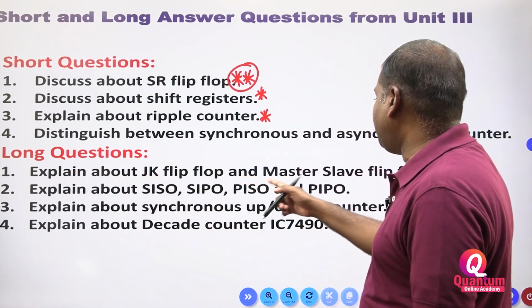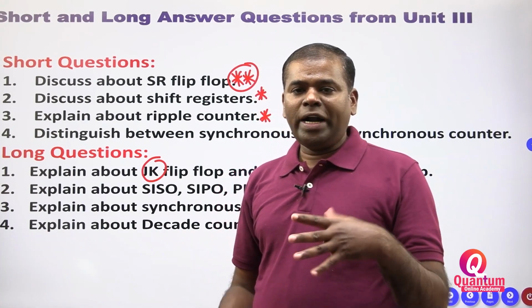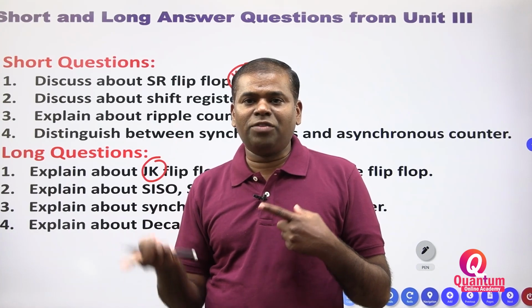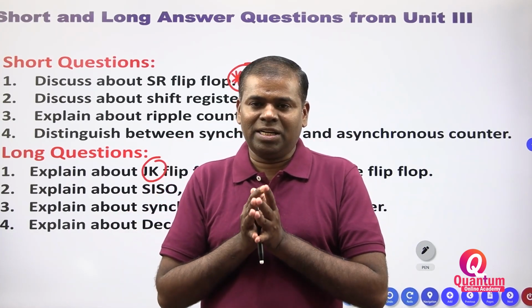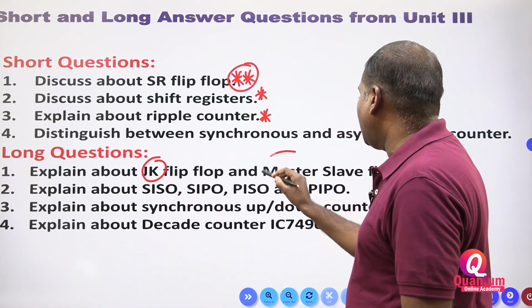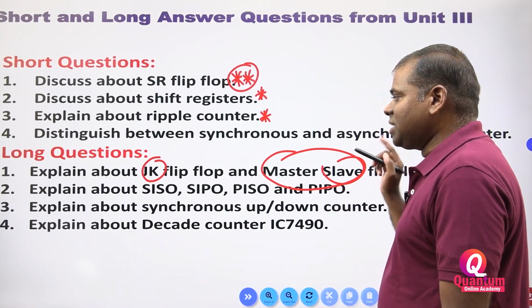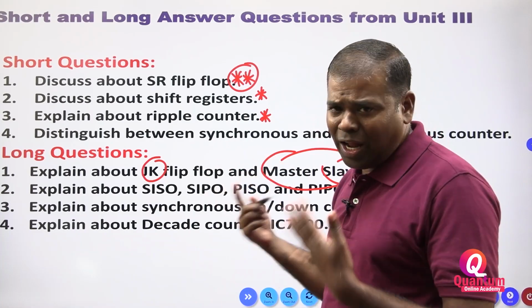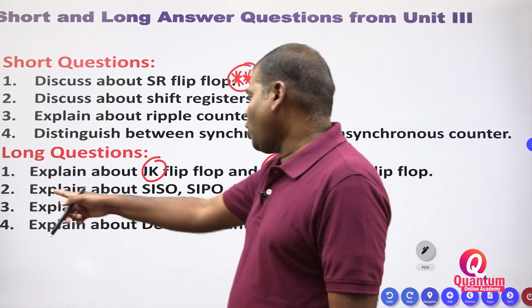Explain about the JK flip-flop and master slave flip-flop. In the JK flip-flop, one toggle condition is there. So in the toggle condition, 0 can become 1, 1 can become 0. To eliminate this toggle condition, we have to use a master slave JK. Master is used and slave as a JK, you have to take the master slave JK flip-flop. You have to explain by those two things. A long question will come. Truth table and how it works, everything you have to do.